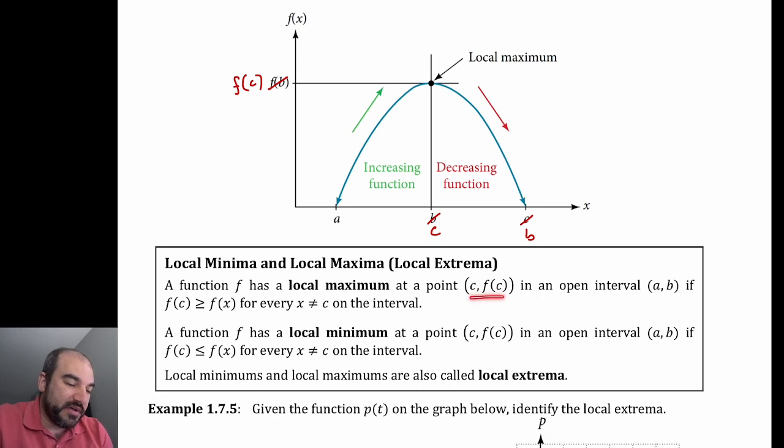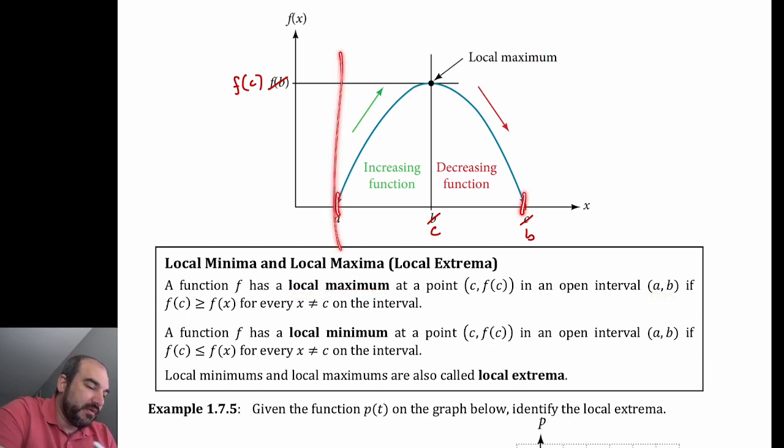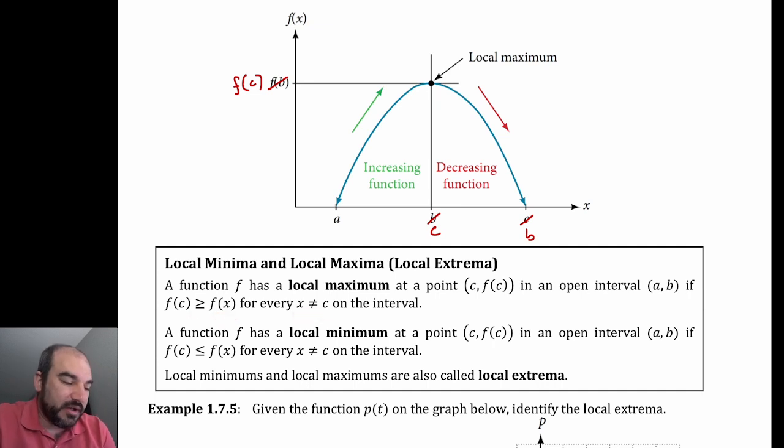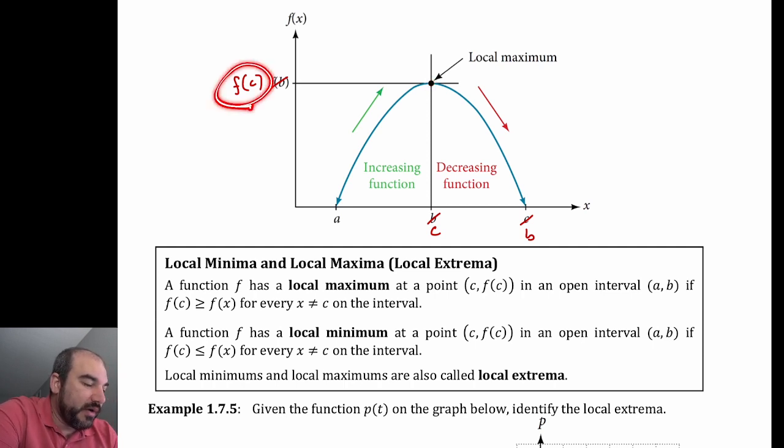So the formal definition is saying that this point here is considered a local maximum on an interval a to b, so in this window here, if f of c is bigger than f of x for every x that's not c on the interval. So for every one of these points in here, there's infinitely many so we can't list them all, but every point other than our point that we're saying is the maximum, this y value is bigger than any of these other random y values. That's what makes it a local maximum.